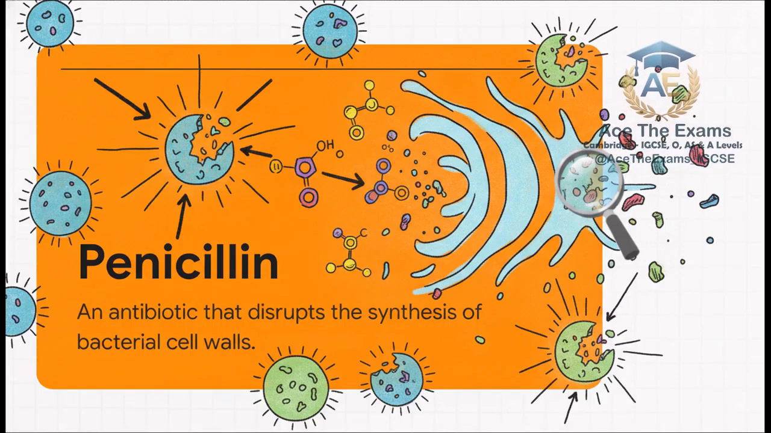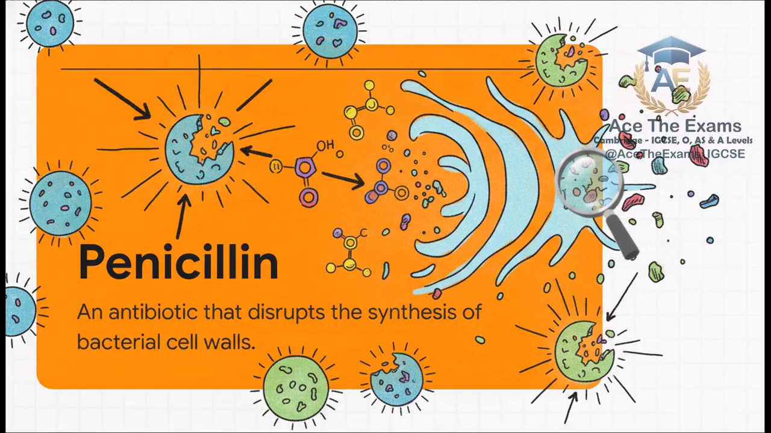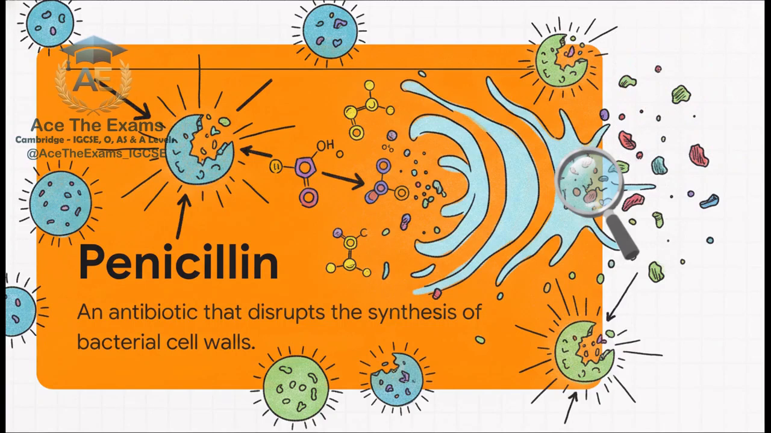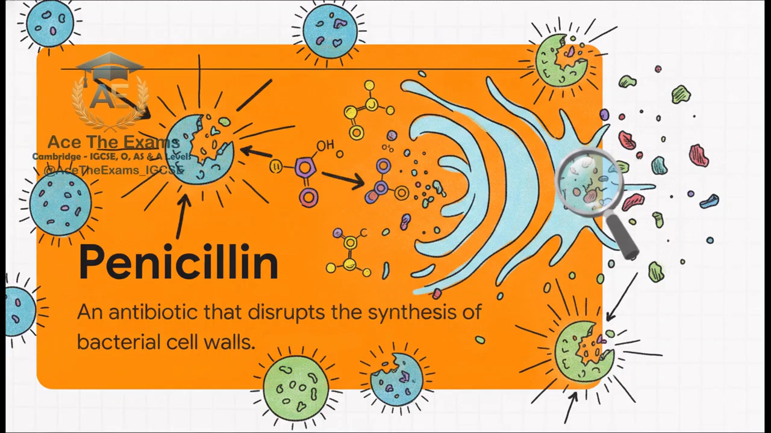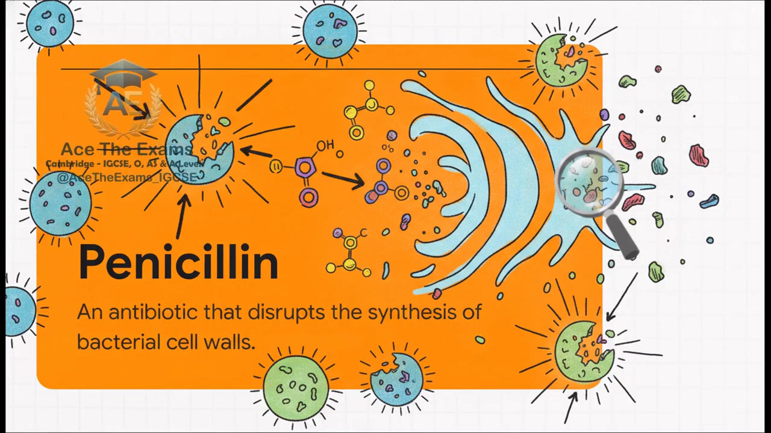The exact mechanism is that it targets and physically weakens the structural integrity of the cell wall as it's being built. Without that rigid protective wall, the bacteria just can't handle the osmotic pressure. They swell, they burst, and they die. It's a highly targeted, highly specific attack.